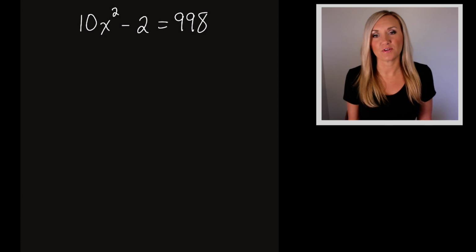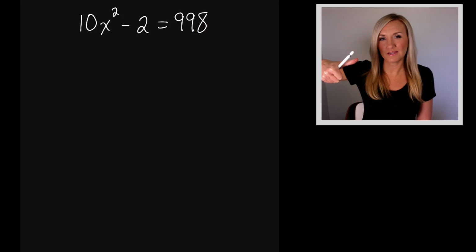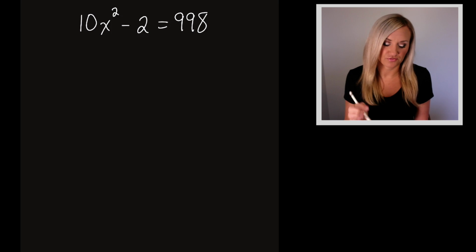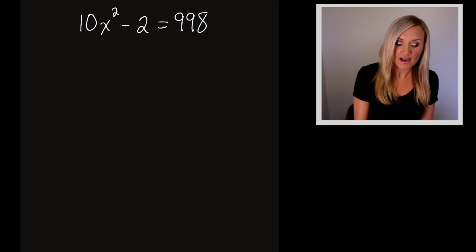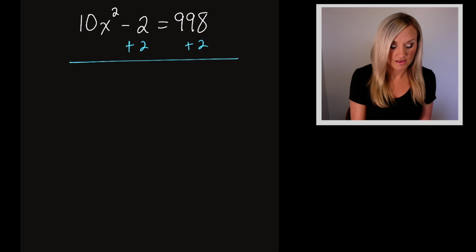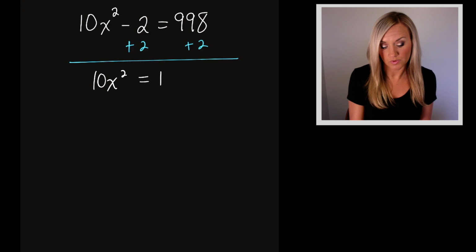All right, so I want you to make a decision. You got this one? Maybe? All right, so if you feel like you got it, please pause. If not, follow along with me. I'm going to add the 2 to the other side. And when I do that, I am now left with 10x squared equals 1,000.